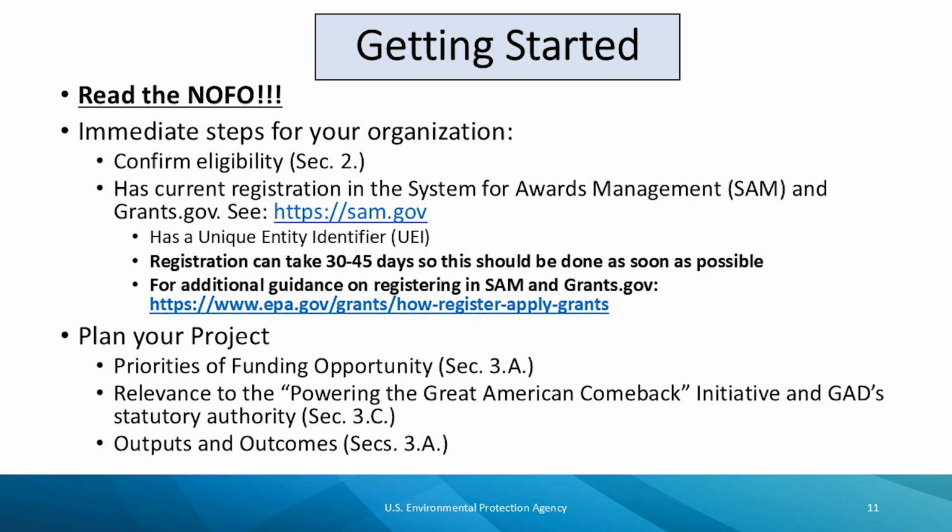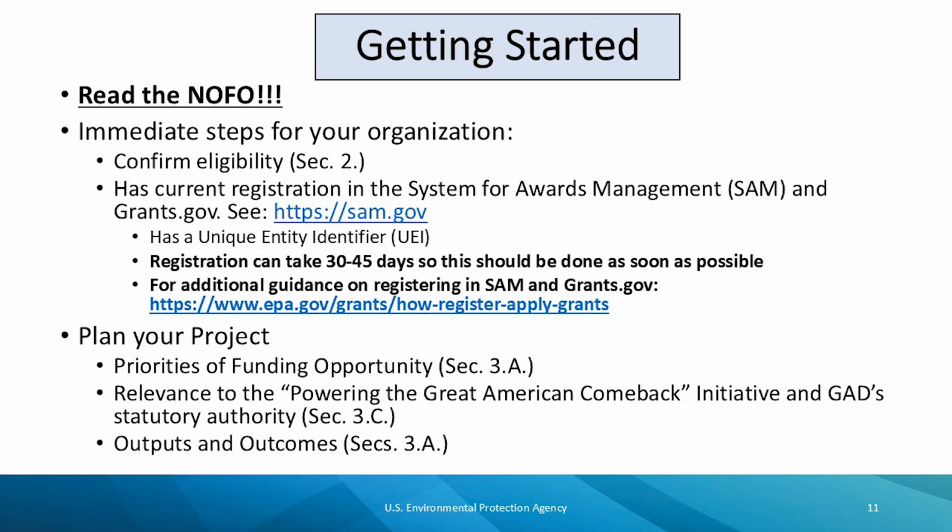Also confirm your organization has a current registration with the System for Award Management at sam.gov, a Unique Entity Identifier, or UEI, and is registered in grants.gov. This is extremely important since obtaining a UEI could take more than 30 days. Not obtaining these in time is not an allowable reason for a late application to be accepted, so please double check this as soon as possible.